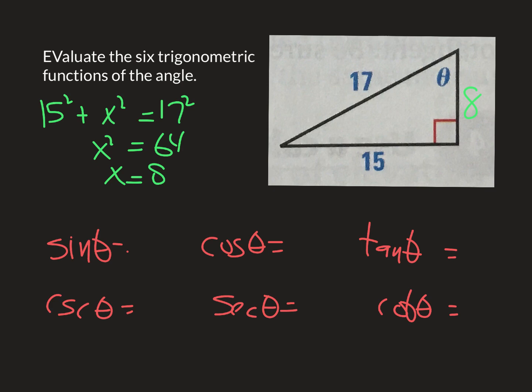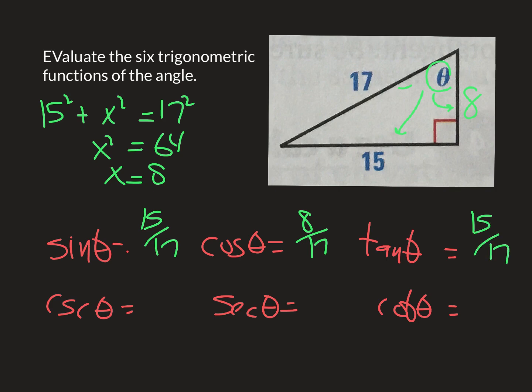All right, so sine, and there's my theta right here. Sine is opposite over hypotenuse. So I'm going opposite, which is 15, over hypotenuse, which is 17. Cosine is adjacent, which means right beside it, over hypotenuse, 8/17. Tangent is opposite, remember TOA, opposite over adjacent, which is 15/8.